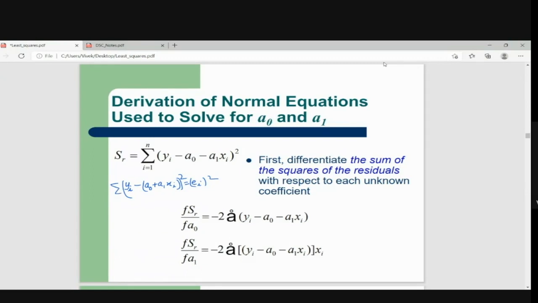That is why its name is least square. First I square the error and then I find the least value. We have squared the errors, and now we are finding the least value of this sum. So first differentiate the sum. This is my function, and I will differentiate with respect to a0. This is my summation, and this is also a summation.